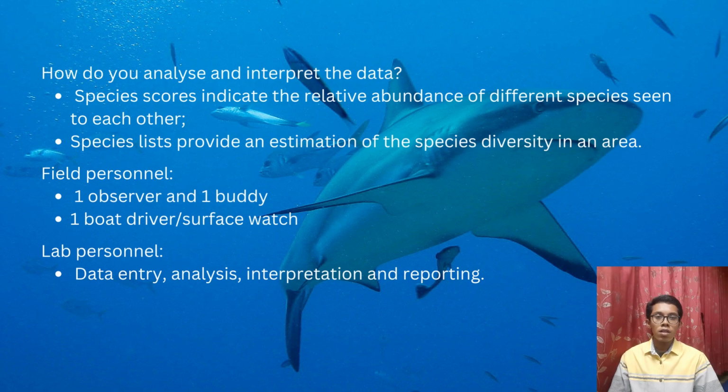For the field personnel, there are one observer and one buddy. There's also one boat driver or surface watch. The lab personnel are for data entry, analysis, interpretation, and reporting.